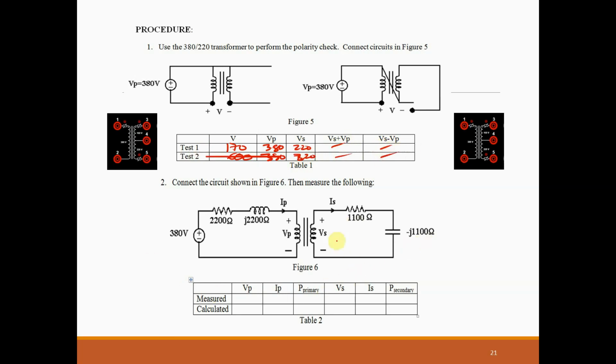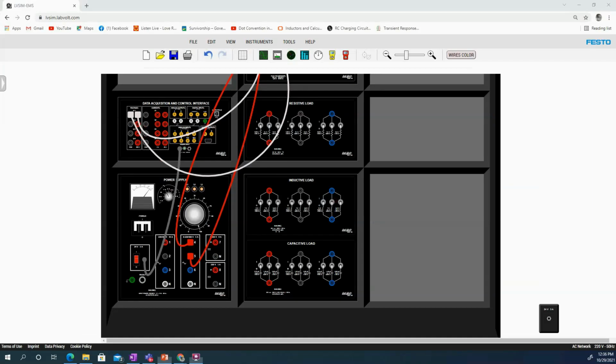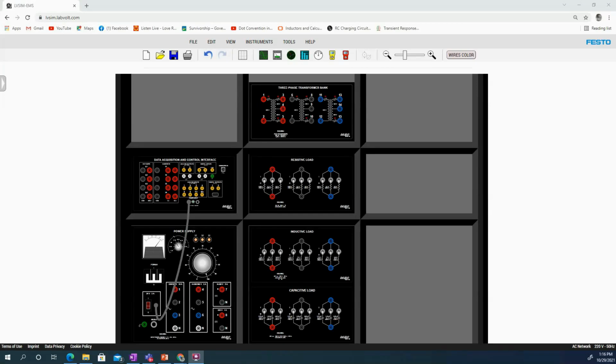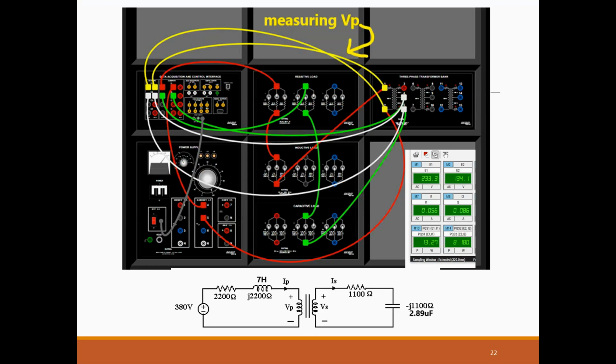Now let us go on this part of the circuit. Okay, let us try to go to this other connection. We have here an example connection, it's assembled. This is our transformer, connected to 380. I just want to explain to you how I connected it.